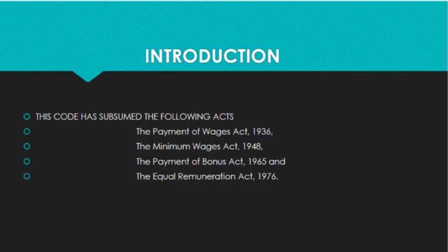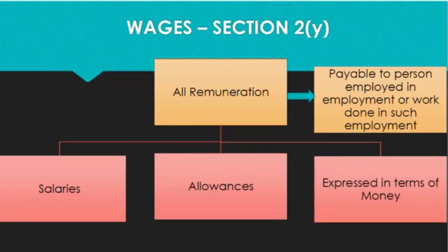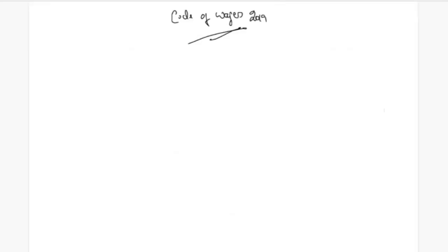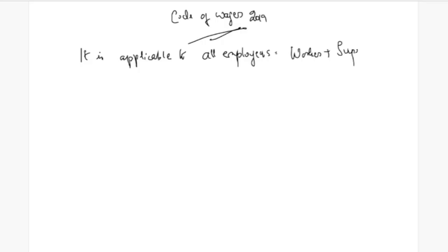Now we'll go to the first definition. What is wages? In the Code of Wages, the first important definition is what is wages. So it is applicable to all the employees, which is workers plus supervisory cadre. All employees in the organization.